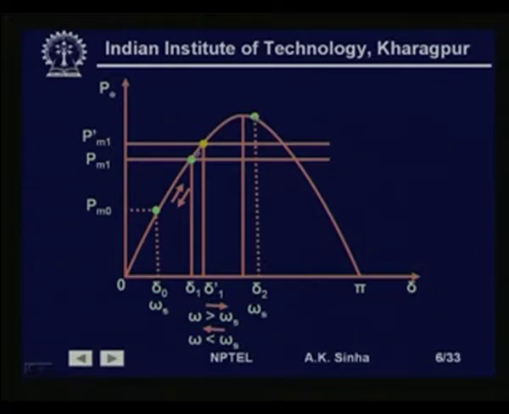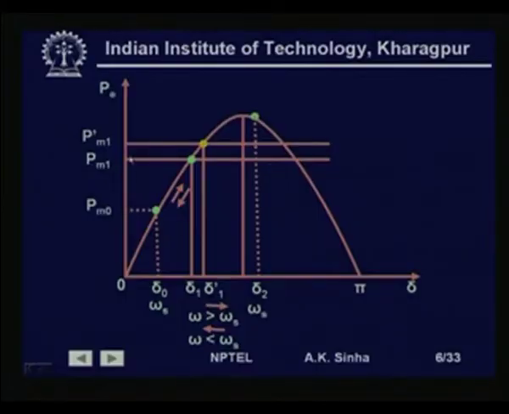Once there is damping, these oscillations will slowly die out and we will have a steady operating point at this place, where the speed will be equal to synchronous speed and the new power angle will be delta 1, and the mechanical input is P m 1 and electrical output is P e, which is equal to P m 1. So, this is the scenario that we have.